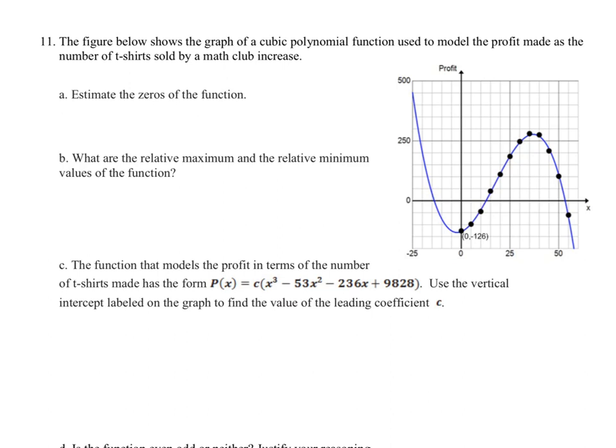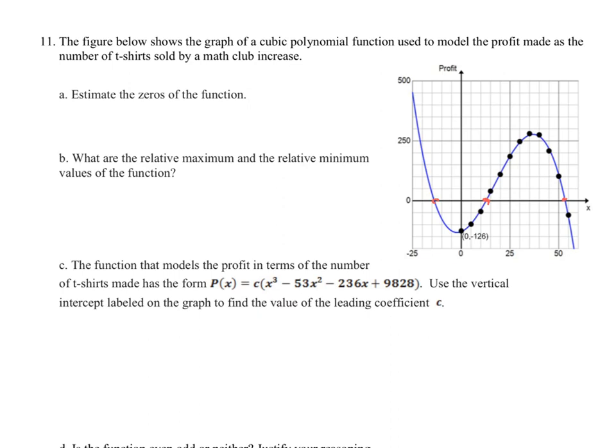Okay, so for this problem, you've got to analyze the graph. It says the figure below shows the graph of a cubic polynomial function used to model the profit for a number of t-shirts sold. They want you to estimate the zeros. That's where it crosses the x-axis, so there are 3 of them.